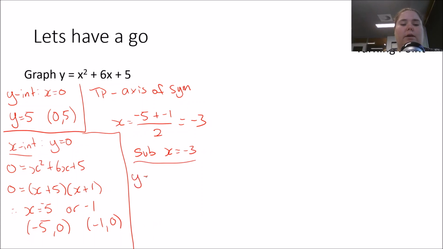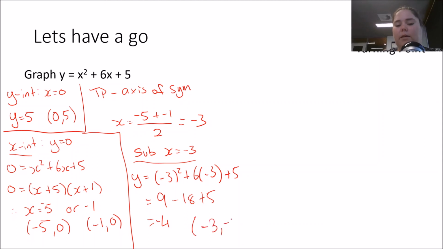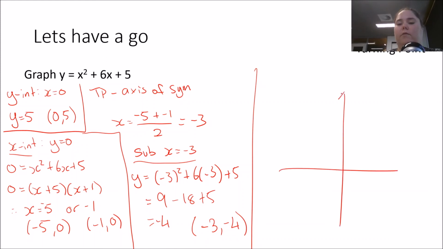So we get y equals negative 3 squared plus 6 times negative 3 plus 5. 9 minus 18 plus 5 is negative 4. So there's my turning point. That's all you've got to do. Not too bad. And then we graph.